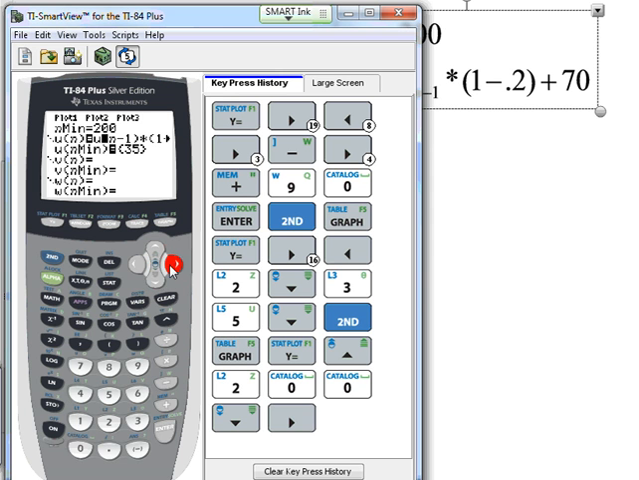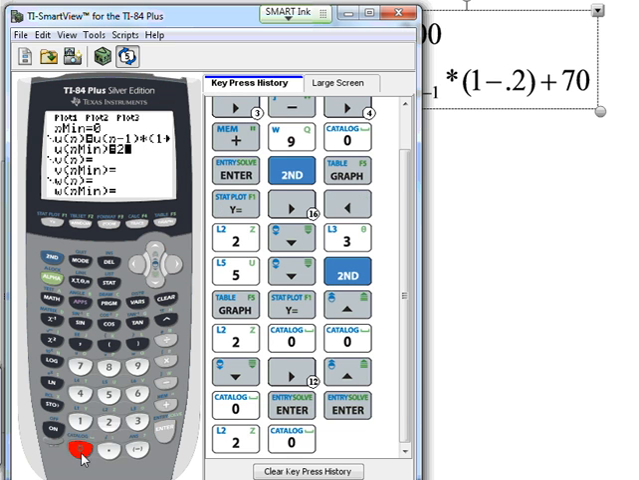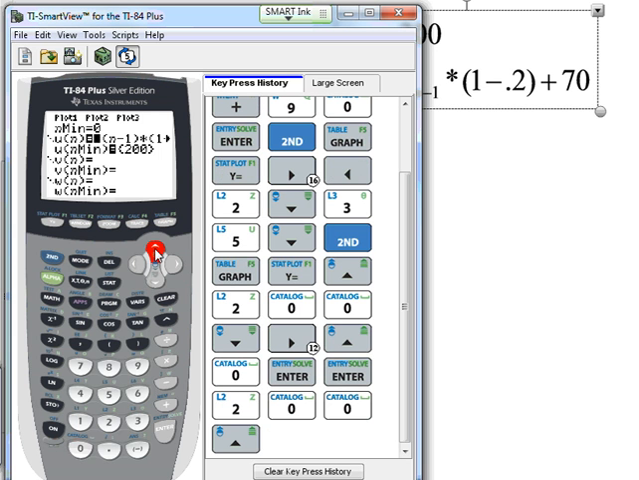So now I'm going to go over and do my decay rate. Oh, okay, you're right. Thank you. That's not where you put that. That's a 0, and that's a 200 down here. Sorry about that. Okay, now I'm going to go up in here and put a 20% decay rate. 1 minus 0.2. Okay, good. And then I said plus 70, so I'm going to make that a 70.